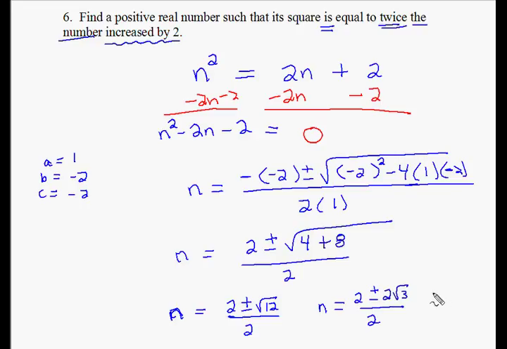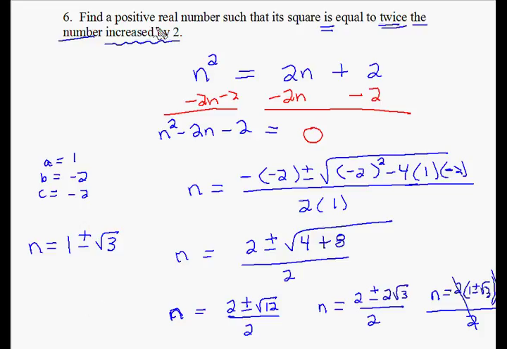We can still clean that up a bit. n is equal to, factoring out a 2, will leave you with 1 plus or minus the square root of 3, all divided by 2. And you can reduce. So is our answer for this problem n equals 1 plus or minus the square root of 3?